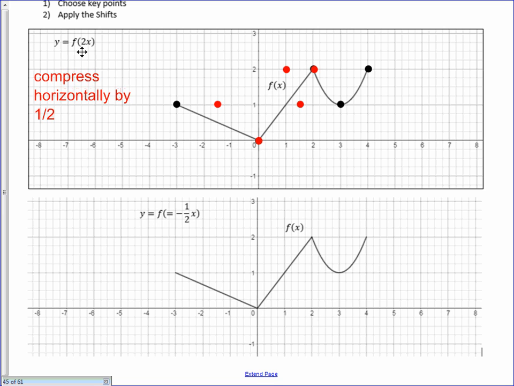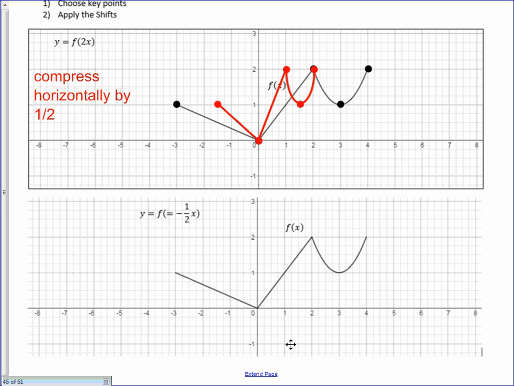Now I go ahead and connect the points in a way that preserves the original shape of the function. So I connect them as such, and that right there is the graph of f of 2x in red. Okay, down here on the bottom, I accidentally typed in an extra equal sign, the one right behind my cursor right now, right there, in the parentheses. That shouldn't be there.